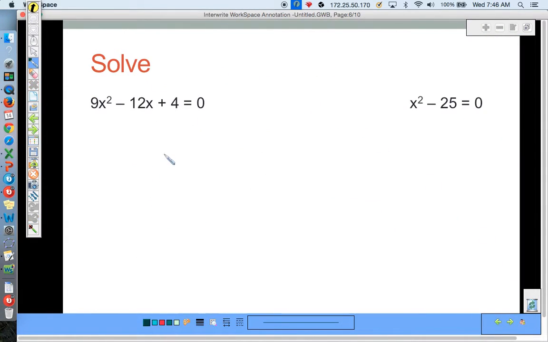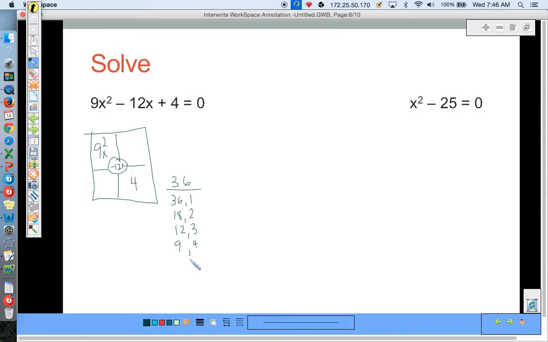So we have a couple more where we need to solve. So why don't you pause the video and now try this one. So we got 9x squared, negative 12x, and 4. 9 times 4 is 36. Let's see, 36 and 1, 18 and 2, 12 and 3. There's a lot of factors here, 9 and 4, 6 and 6. Oh, that makes 12. We can have them both be negative. So negative 6x and negative 6x.